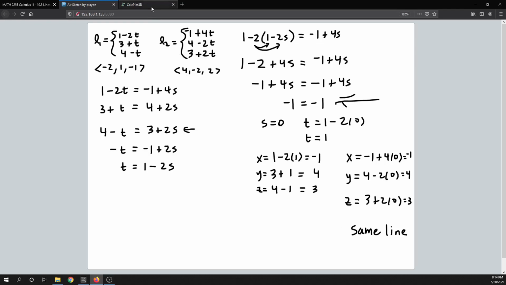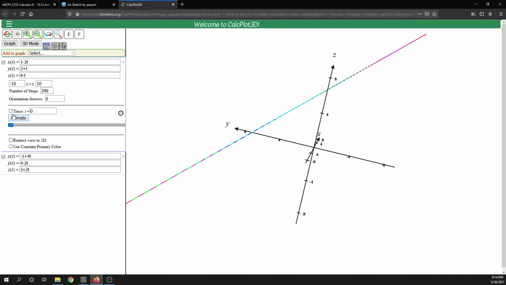All right, and you can see that when you graph those out, you're going to get exactly the same line in 3-space. Okay. All right, and that is it for this example.